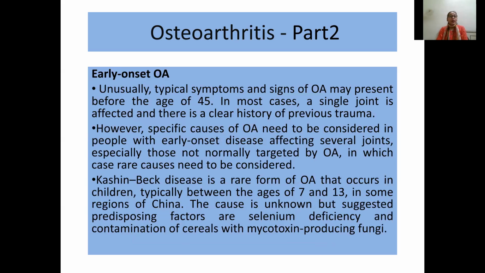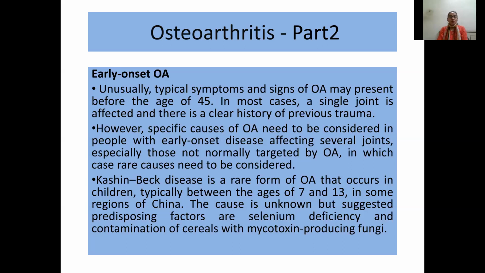Now, the next type of osteoarthritis is early onset osteoarthritis. Unusually, typical symptoms and signs of OA may present before the age of 45. That's why it is called early onset osteoarthritis. In most cases, a single joint is affected and there is a clear history of previous trauma. However, specific causes of OA need to be considered in people with early onset disease affecting several joints, especially those not normally targeted by OA, in which case rare causes need to be considered.